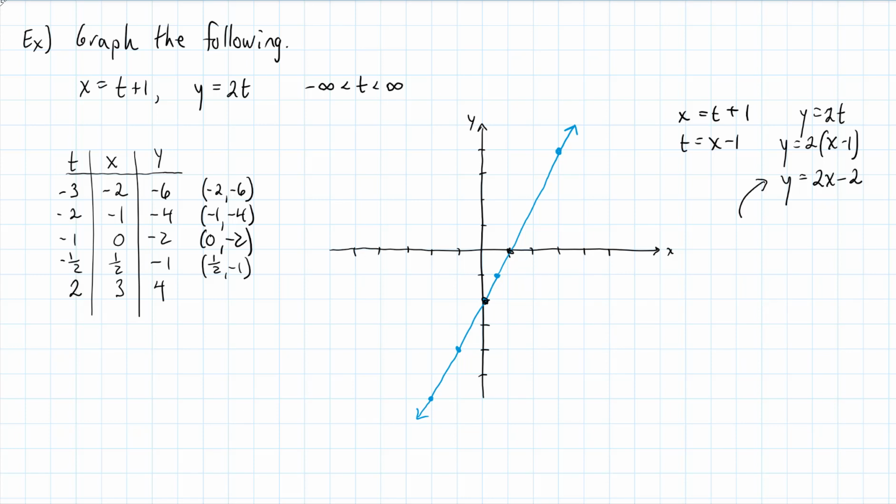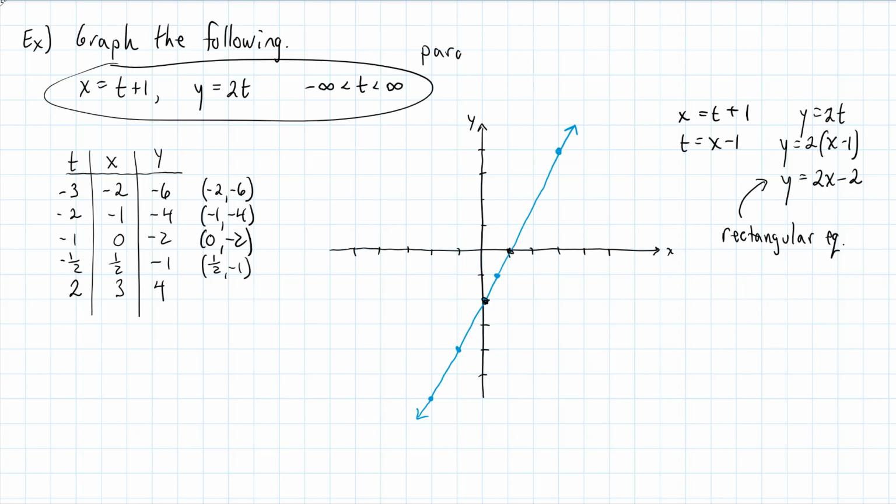So this would be a rectangular equation, because it just uses x's and y's, which are rectangular coordinates. That would be the rectangular equation form of this parametric equation. And this is a parametric equation, because it uses the parameter t. It's not super difficult to graph a parametrically defined curve, and there are ways to speed it up, just like there are ways to speed up the other ones, and we'll talk about some of those.